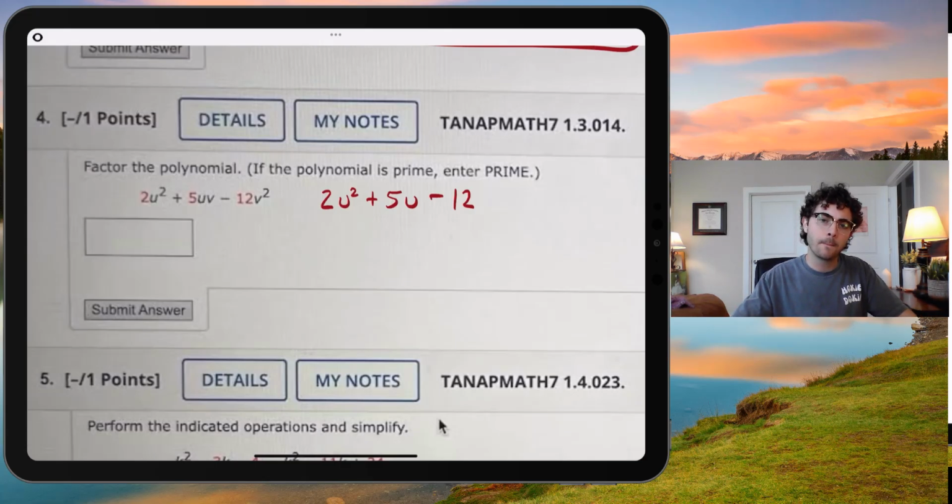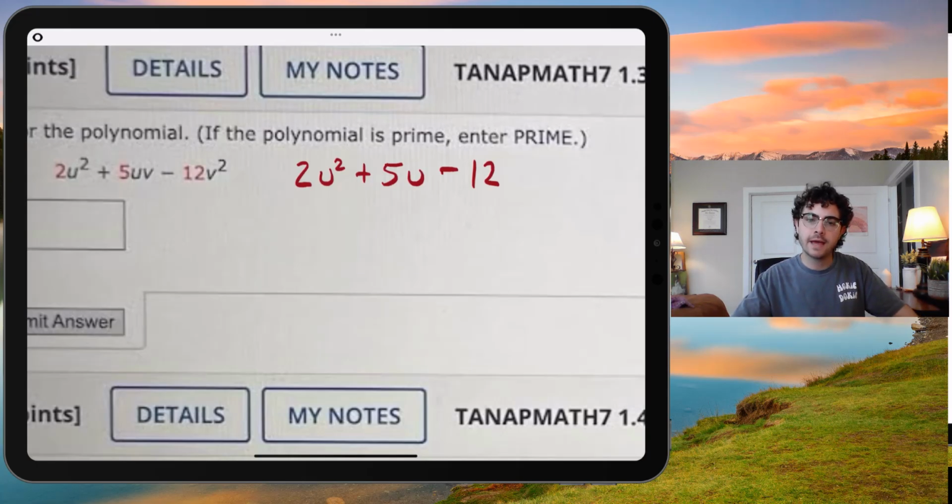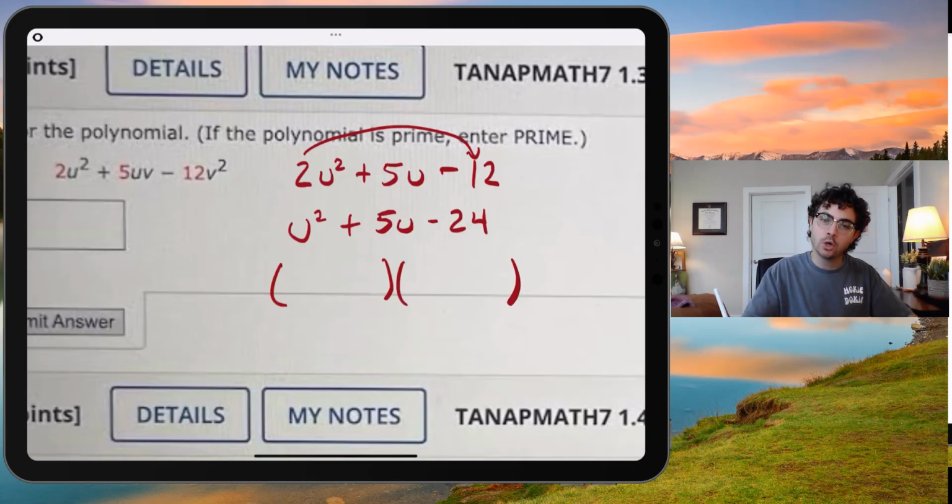So I'm going to treat it as if it's just this first. And so the way I would go about factoring this is by using the slide and divide method. So I'm going to take this 2, multiply it to the 12. We're going to get u squared plus 5u minus 24. And then we're just going to factor this like we would normally.